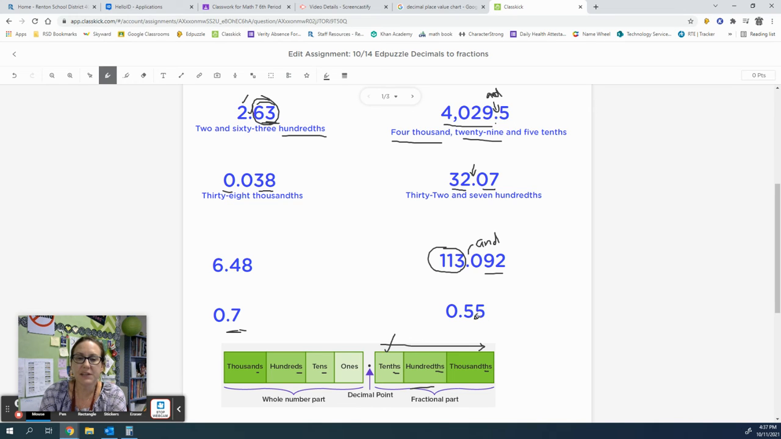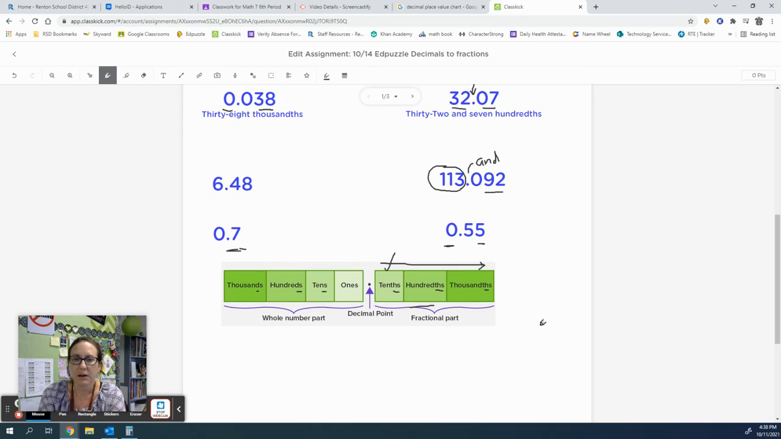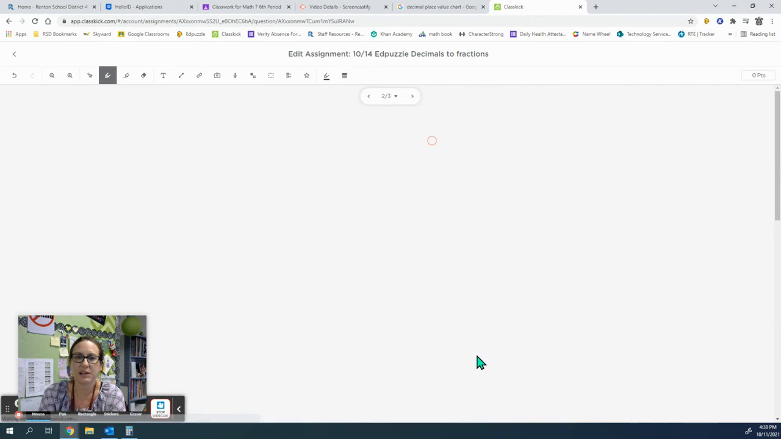Right, it's 55 hundredths because this 5 here is in the hundredths place. So it's 55 hundredths. There's nothing in the ones or tens, so we just say 55 hundredths. Hundredths. Those are hard to say. All right, we're going to move on to the next slide.